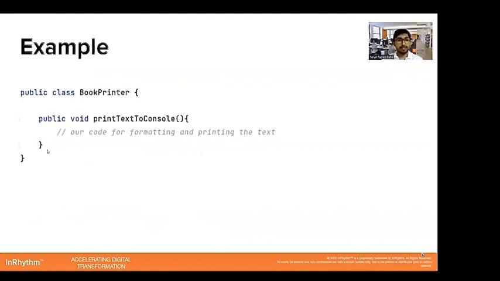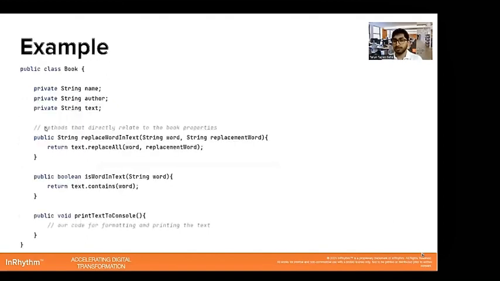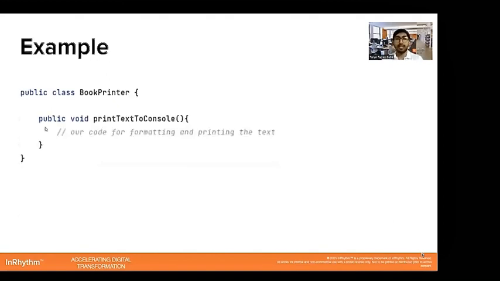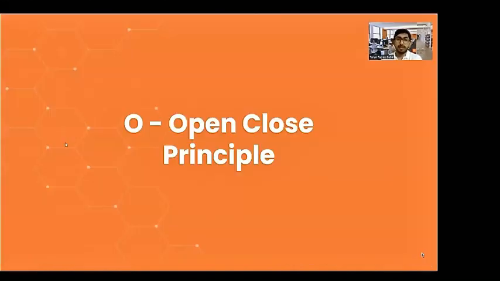We simply extract the print functionality to a different class, book printer, and then we can write the business logic here. And from now on, every time you want to change anything, this class has one reason to change, so is book, right? Hence, abiding by the SRP principle.